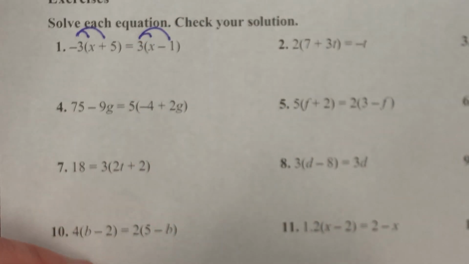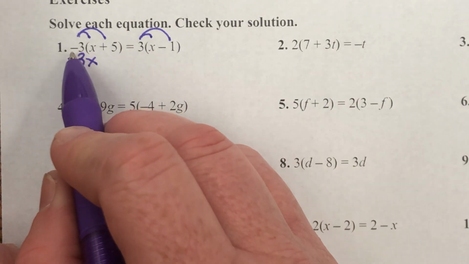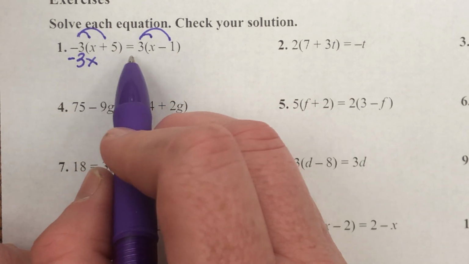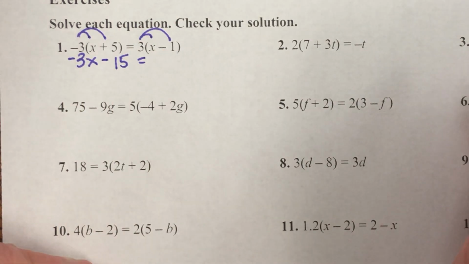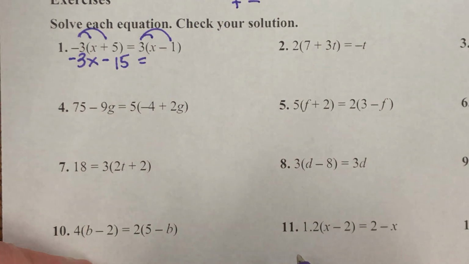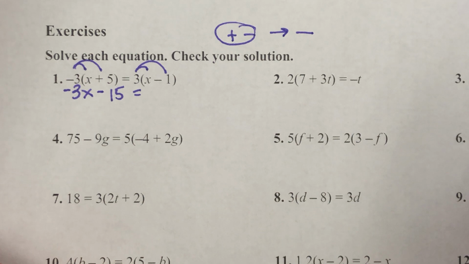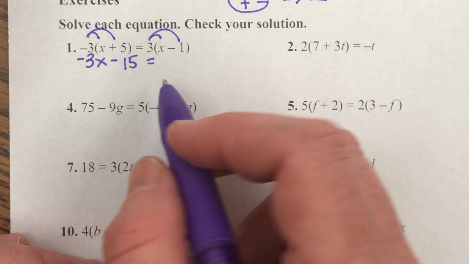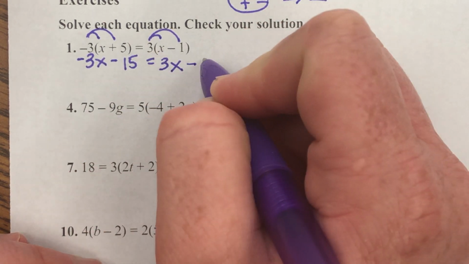-3, we want to distribute, and we want to distribute this +3. So we get -3 times x plus -3 times 5 is -15. So instead of writing plus -15, I'm just going to write -15 equals, because remember when you have a plus and a minus together, you always replace it with a minus sign. Always. You can't have two signs touching with no numbers in between them. So that's what we did here. And then equals, 3 times x is 3x, minus 3 times 1 is 3.